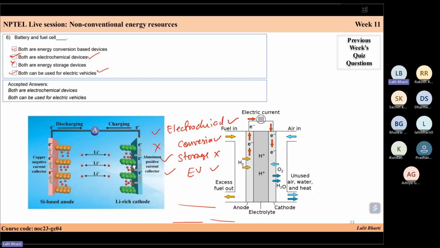So these are basically storage. Batteries are the storage type of system, but the fuel cells are the conversion type of system, and both are used in EVs. So you can check which question options are correct. Both are electrochemical devices, that is correct. Both are conversion devices, that is not correct. Both are energy storage devices, this is also not correct. Both can be used in electric vehicles. So option 2 and 4 are correct. And this is the reason why we have discussed.